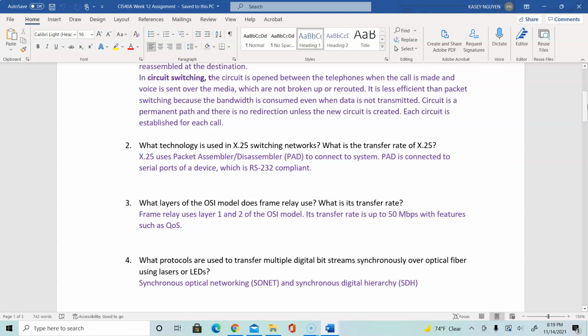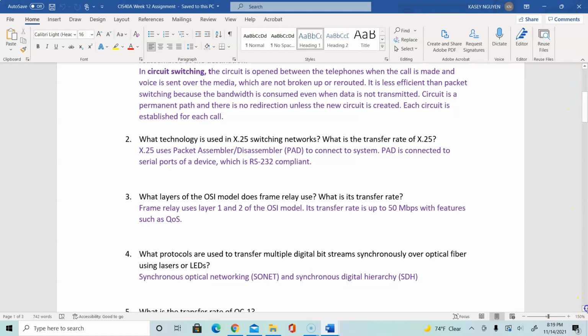For question 4, what protocols are used to transfer multiple digital bit streams synchronously over optical fiber using lasers and LEDs? That will be your synchronous optical networking, which is known as SONET, or synchronous digital hierarchy, which is your SDH. That's the prevalent backbone of what you've seen in a lot of the networks today.